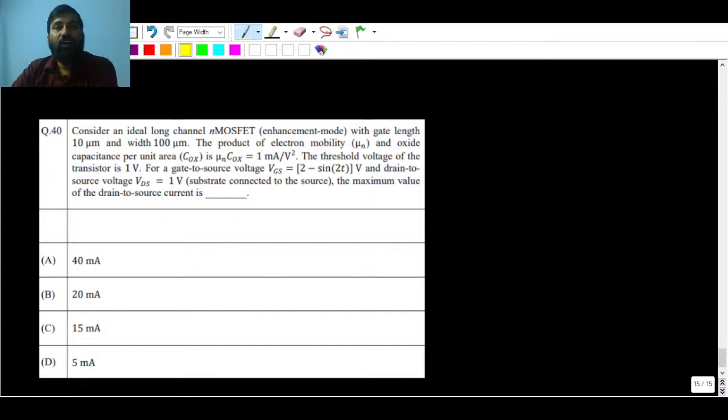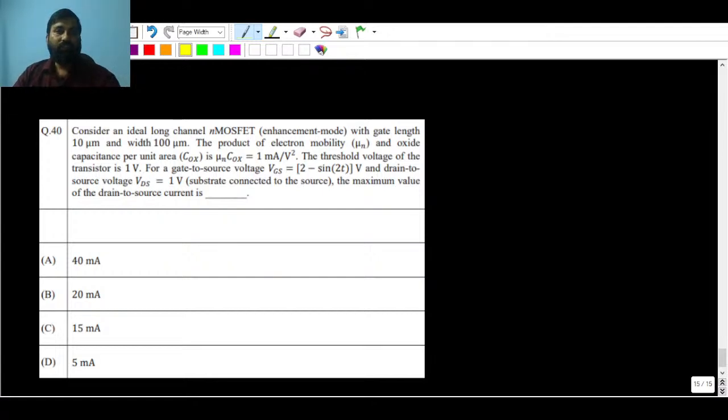In this session, I'm going to talk about the GATE 2022 electronic devices question. This question is based on an N-channel MOSFET, which is an enhancement mode MOSFET. This question was asked for 2 marks in GATE 2022.